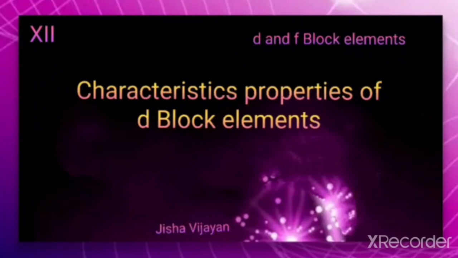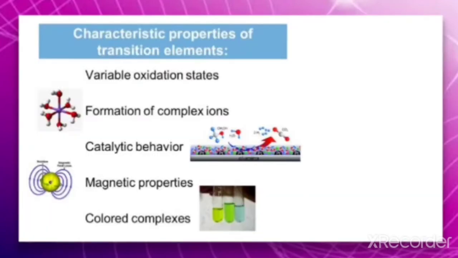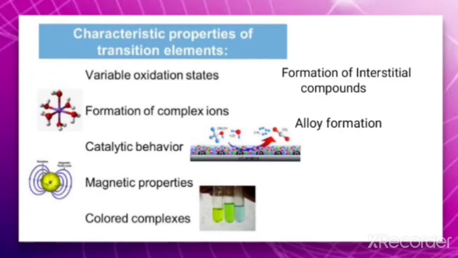Hello students, let us discuss the characteristic properties of D-block elements. As we have already discussed some of the characteristic properties of transition elements, that is variable oxidation state, magnetic properties and colored complexes. So in this video, we are going to discuss the characteristic properties like formation of interstitial compounds, alloy formation and the catalytic behavior and also the formation of complex ions. So let us discuss these characteristic properties one by one.